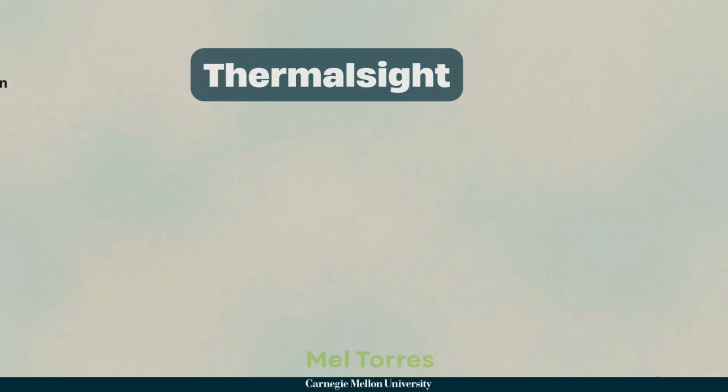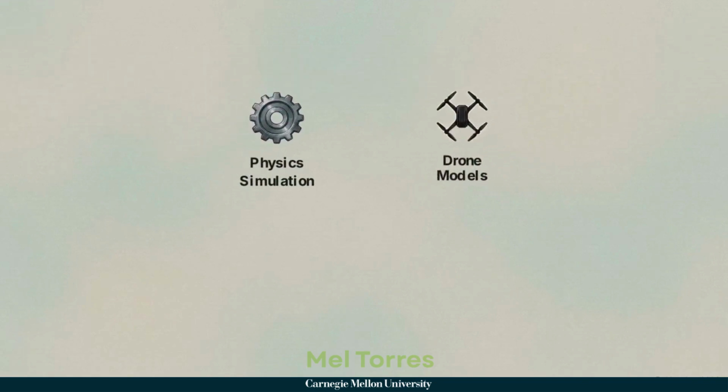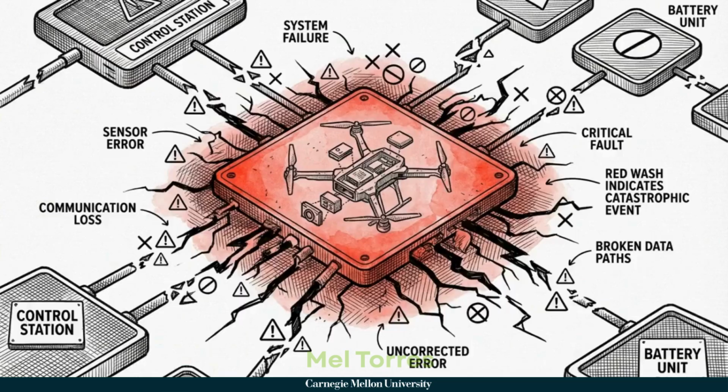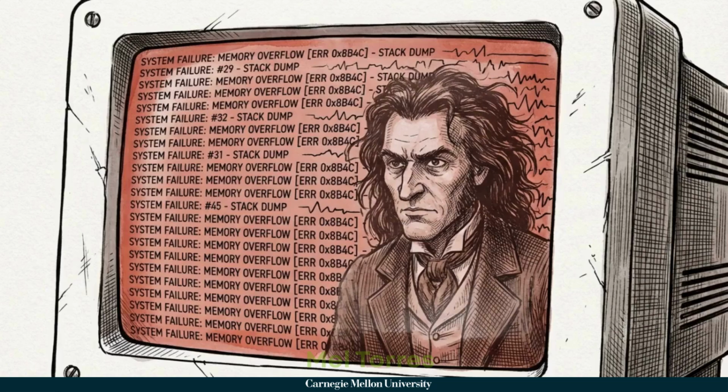The engineering plan was straightforward. I intended to run the physics simulation, the drone models, and the AI brain together inside a single, unified Linux workspace. The architecture broke completely before I could write a single line of control code. Theoretical infrastructure plans rarely survive first contact with the actual compute environment.